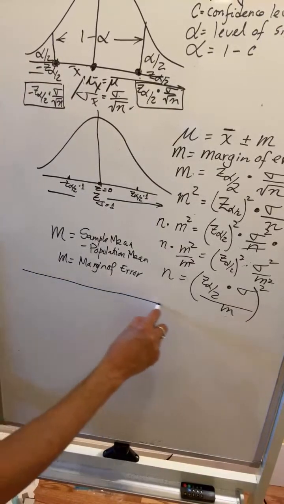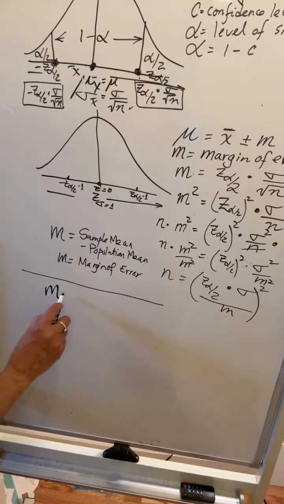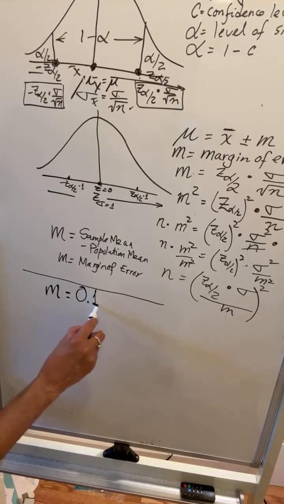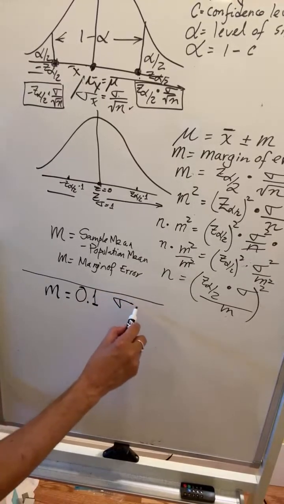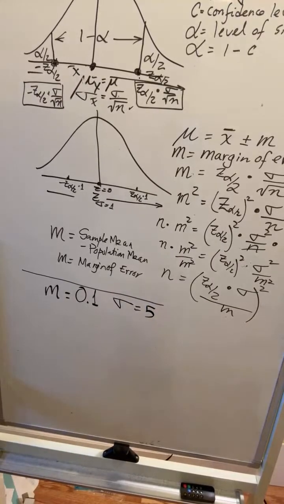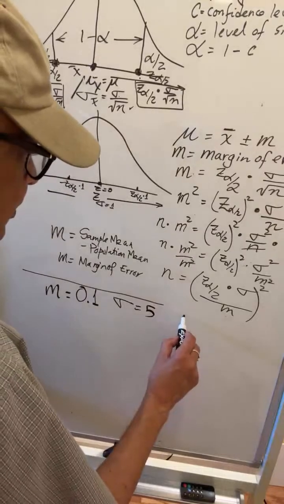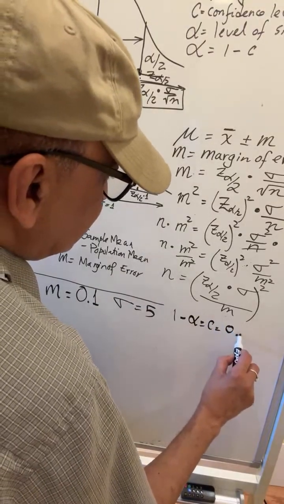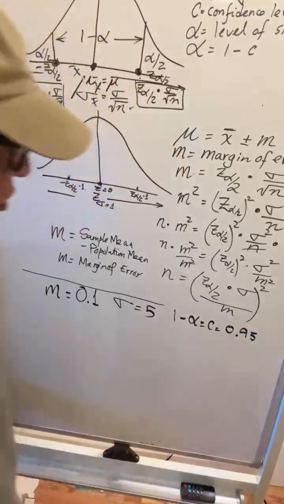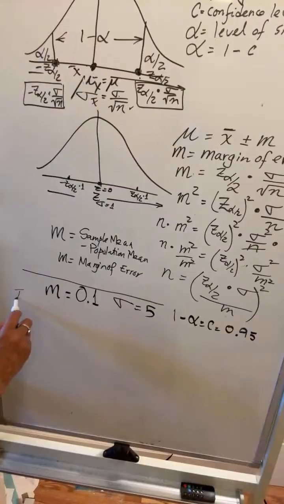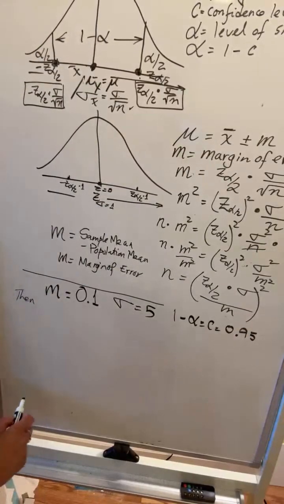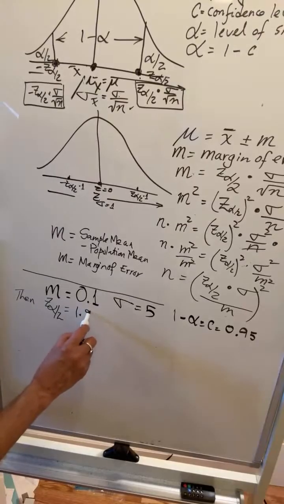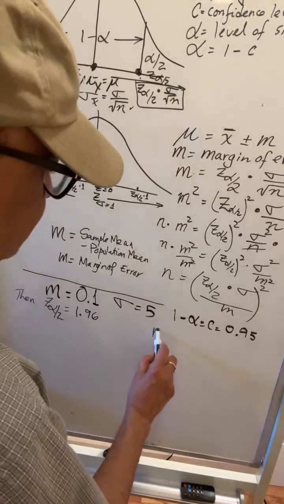Let's do a simple problem on this. Let us assume that margin of error, that is the difference between sample mean and the population mean, is 0.1. Let's further assume that sigma is equal to 5. And let's assume 1 minus alpha, that is my confidence level C, is 0.95. In that case we can look up in the tables, or we can use our calculator. Z alpha by 2 is equal to 1.96.